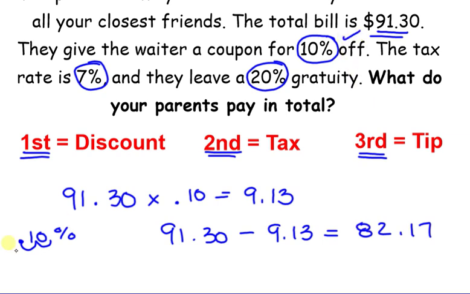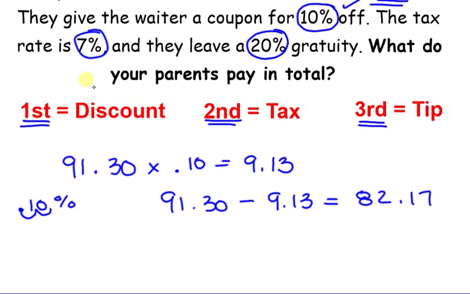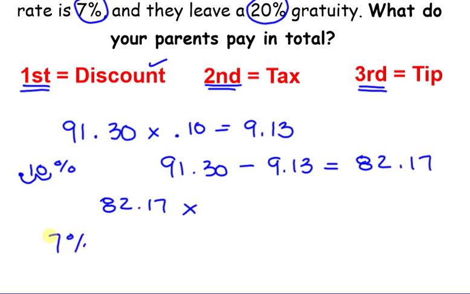So check off your discount. We're done with that. Okay? Discount first, we're done. Now let's add the tax. So right now our total bill is 82.17. Our tax rate is 7%. So times, here's my 7%. Move it back 2 spots. Put the 0 here. So times 0.07. Go ahead and calculate that. And you're going to get 5.7519. So that's how much tax you're going to pay.